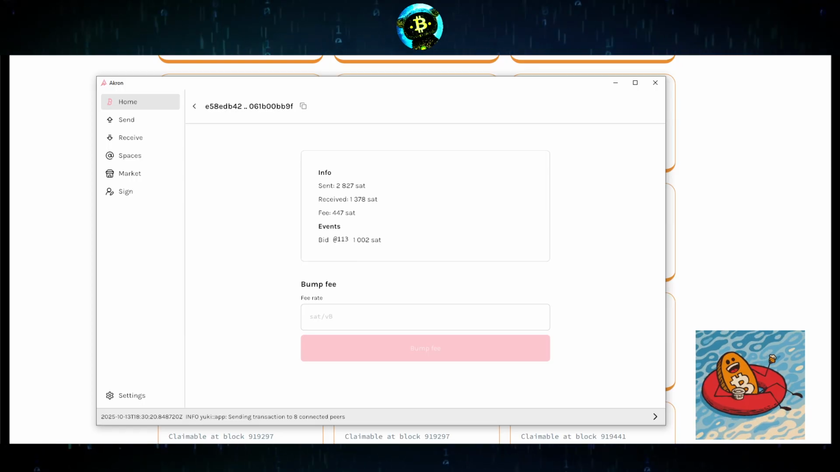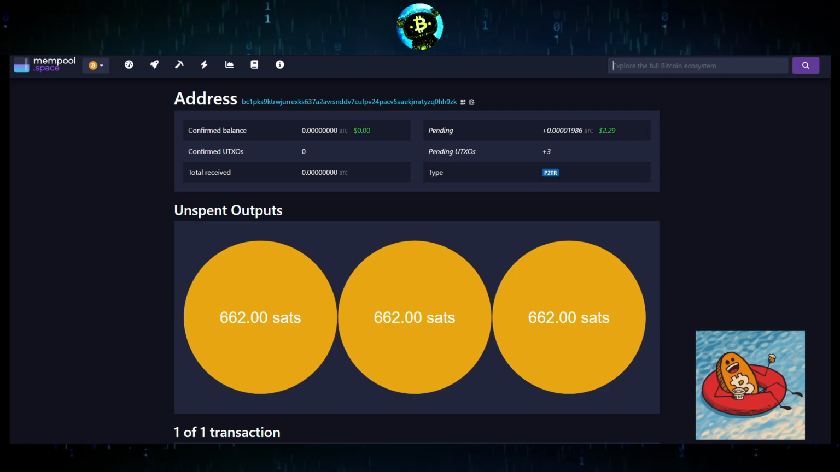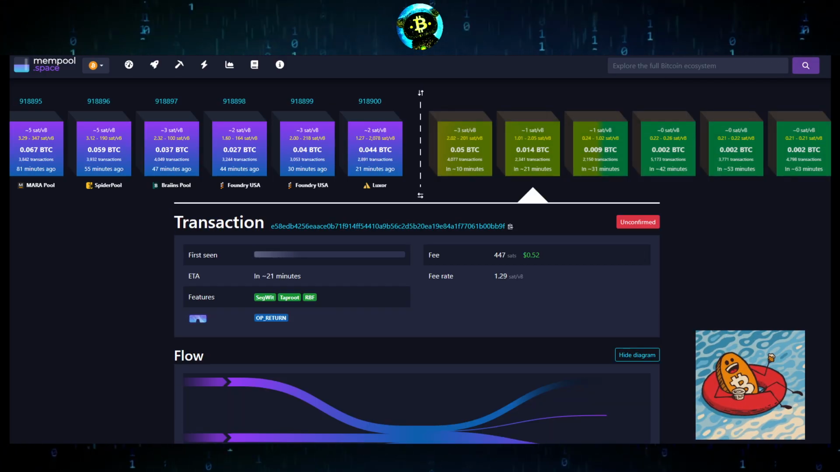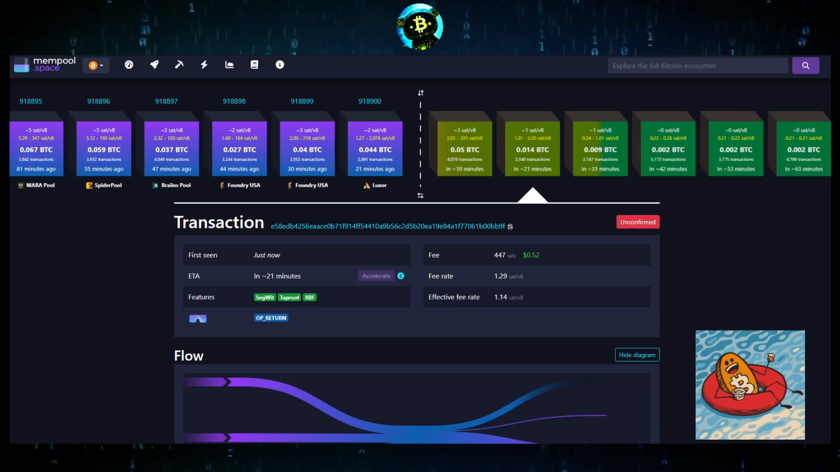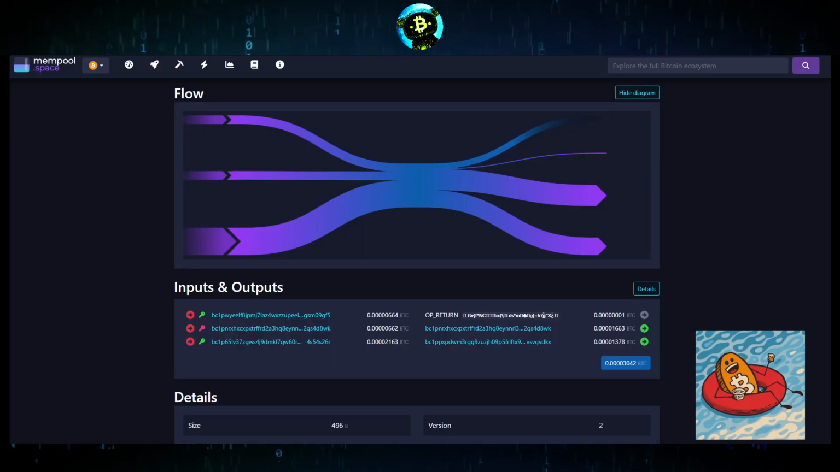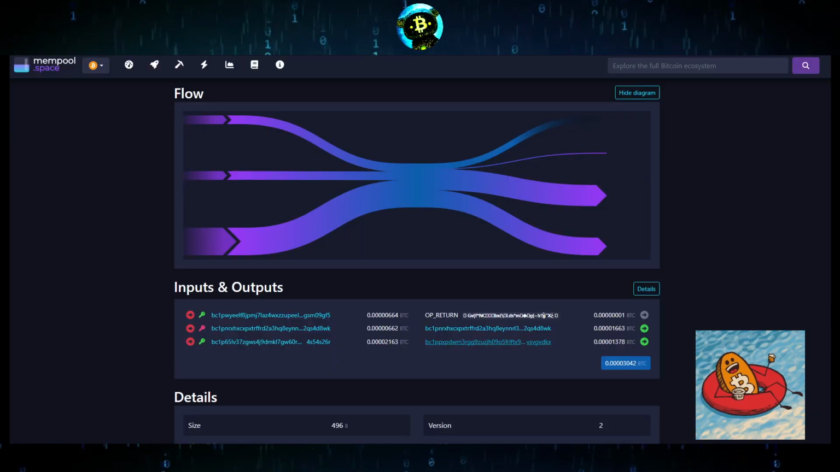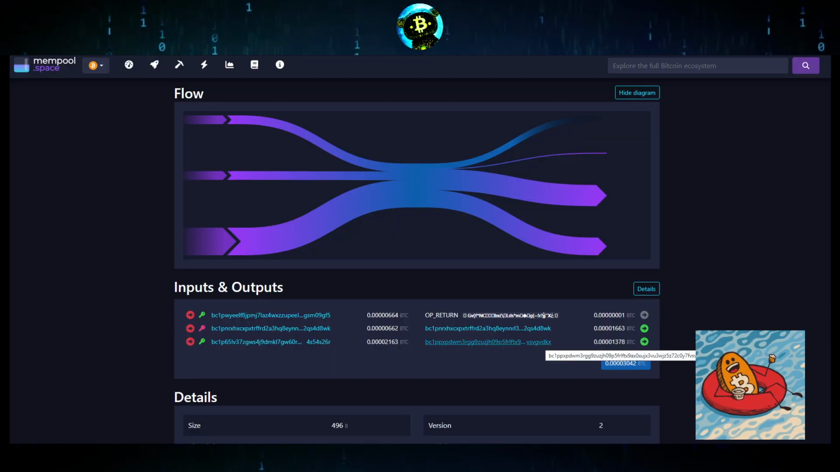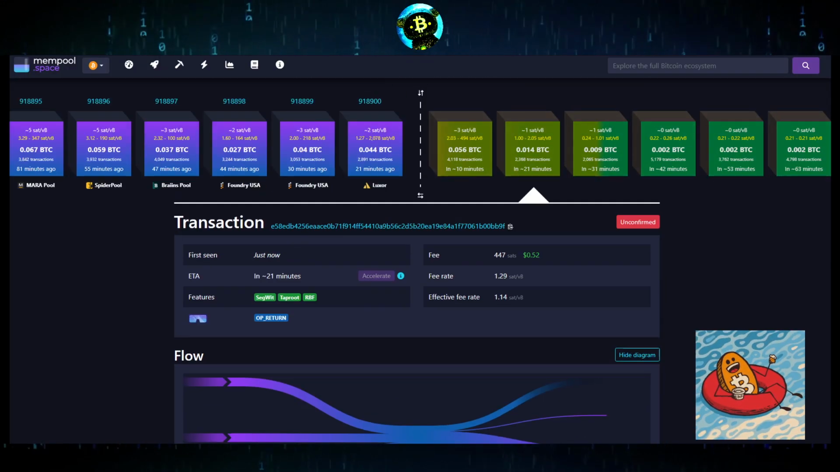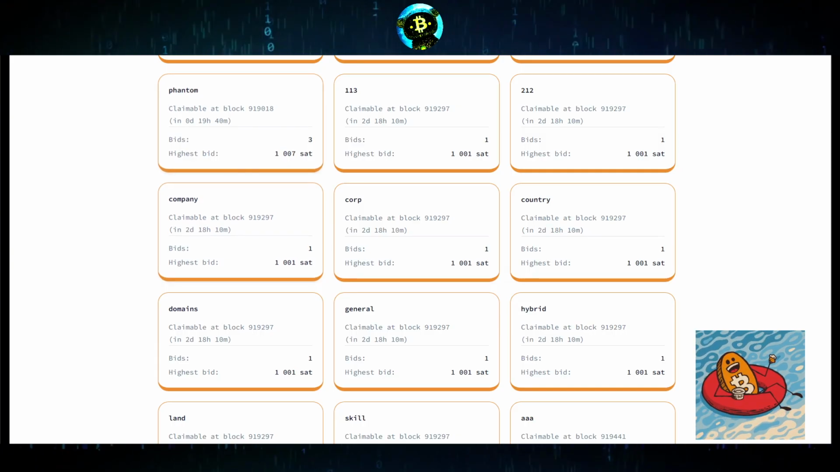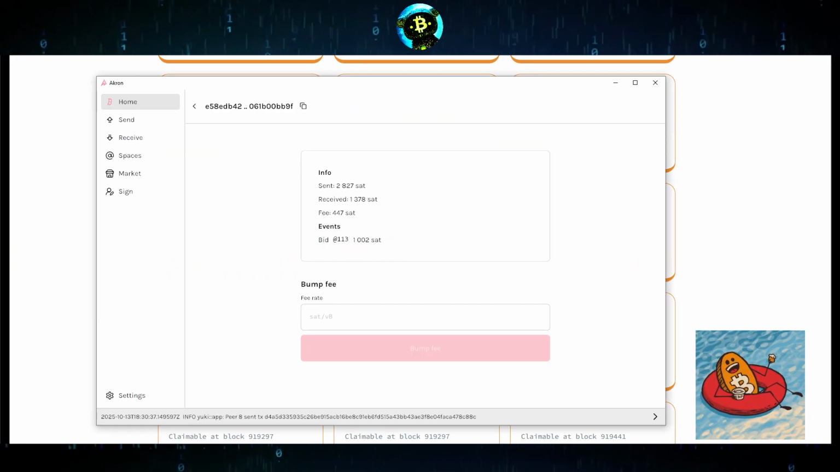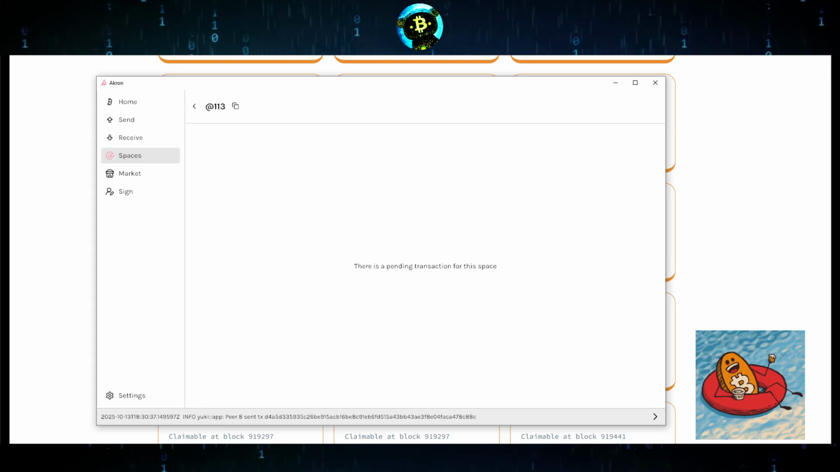Bid here. Let's take a look. That's 113. Let's take a look at it. All right, fee rate, 447 Satoshi fee. We got our op return. And one of these is paying back the previous bidder. So that's 113. And then let's do 212.